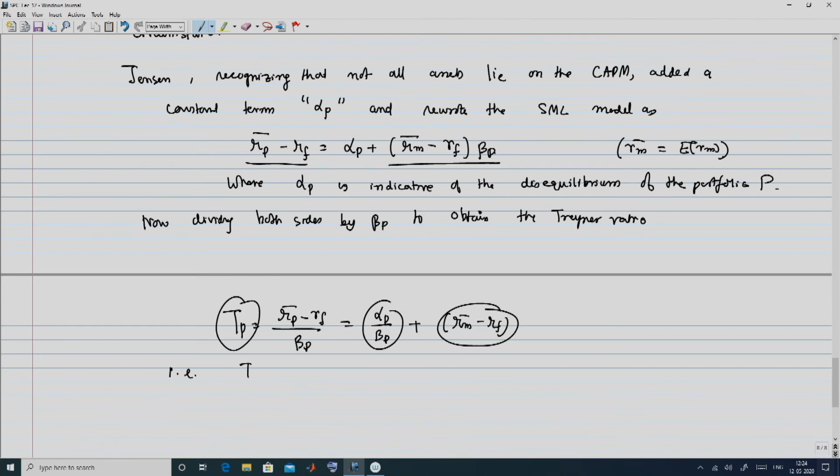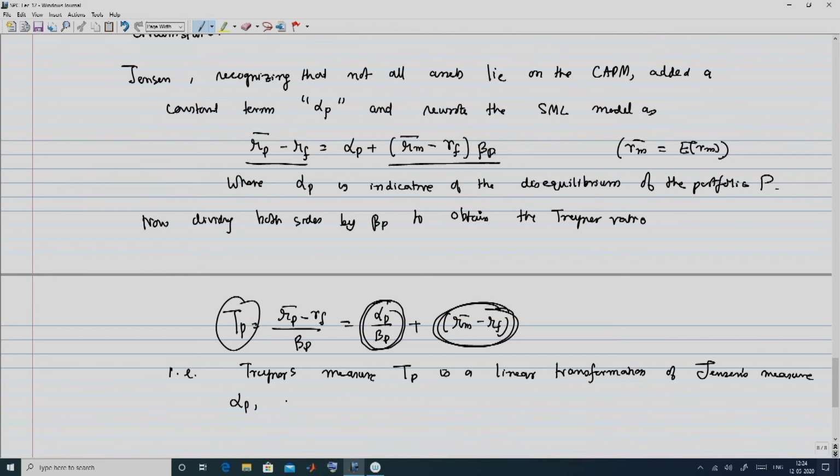So, I can say that the Treynor's measure T_p is a linear transformation. We can view this as T_p having the term R_m bar minus R_f and then a factor of alpha p over beta p. So, this is a linear transformation of Jensen's measure alpha p, because remember that R_m bar minus R_f is a constant.